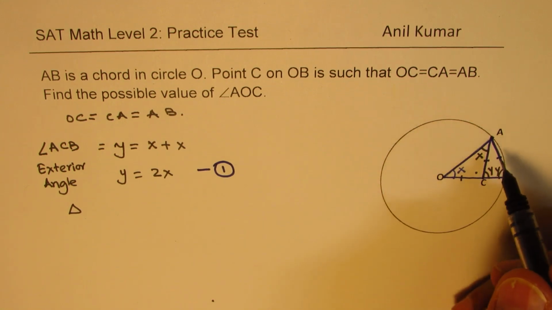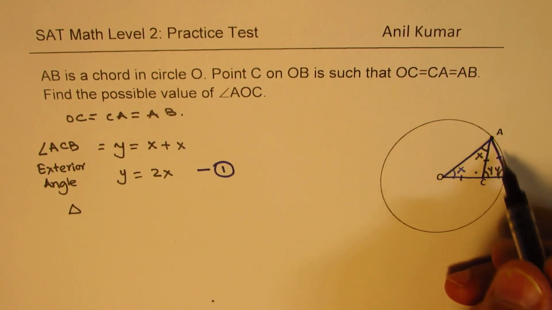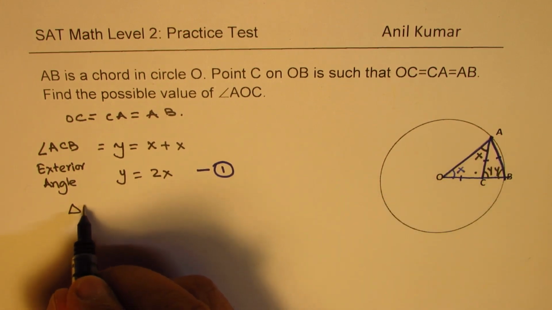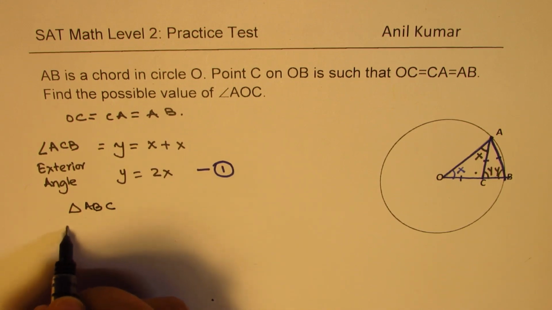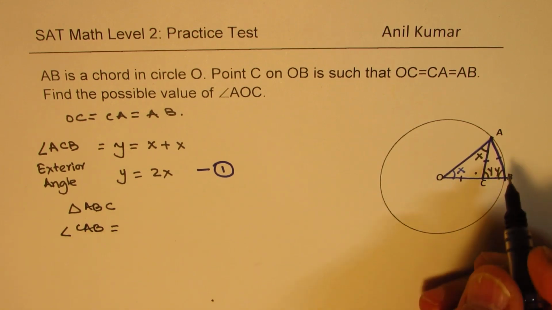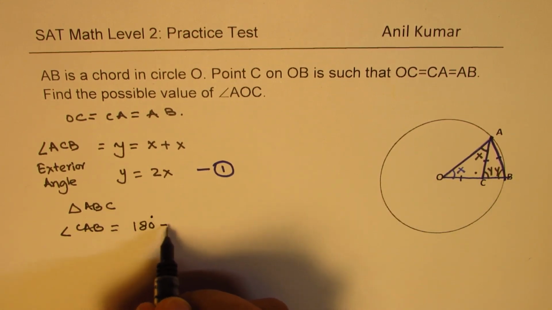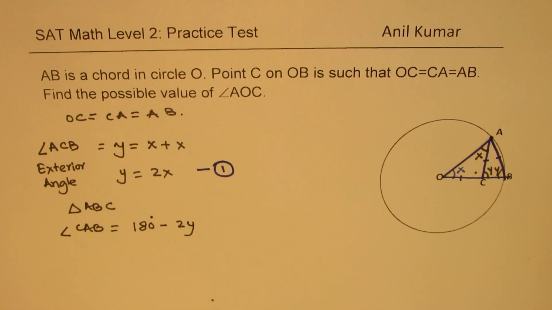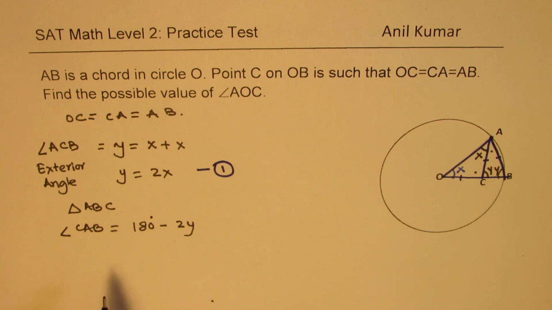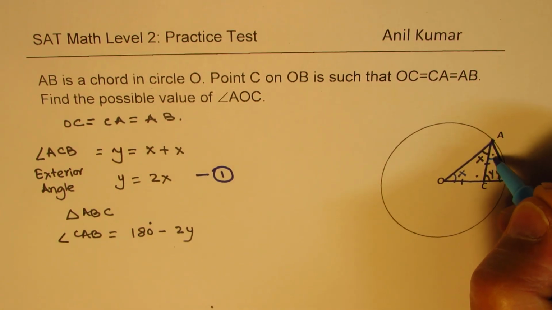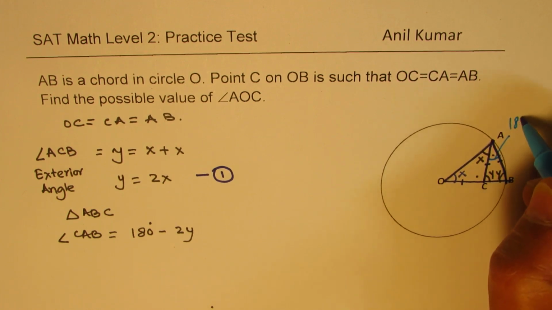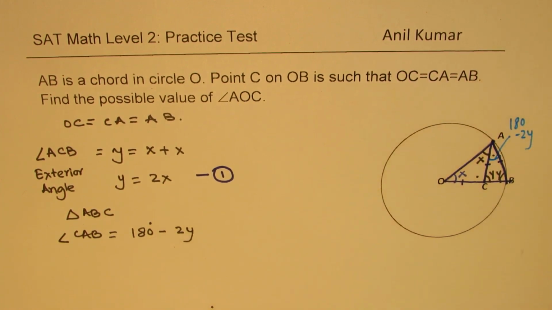Now, the angle CAB is 180 minus 2Y. So, in the triangle ABC, the angle CAB should be equal to 180 degrees minus 2Y. This particular angle here is 180 minus 2Y. So, this particular angle here, which is CAB, is basically equal to 180 minus 2Y, correct?